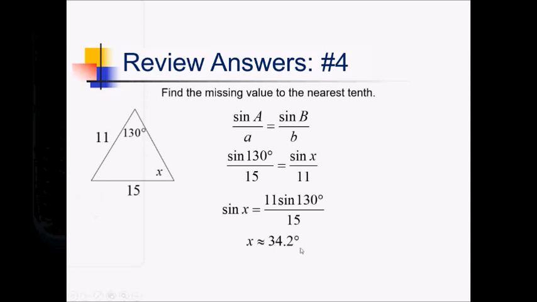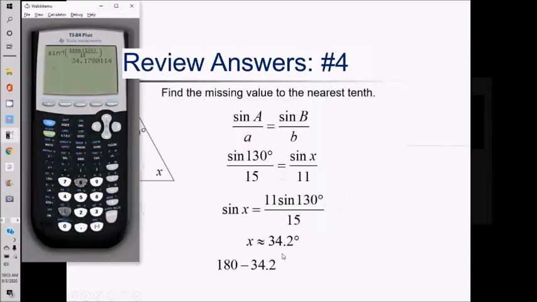So that's awesome, but it's not the end of the problem. When you find an angle with law of sines, just the way things are set up, there's always the possibility that you might have also the supplementary angle as an answer. So to figure out the other possible answer, we have to subtract this from 180. So let me just do that on the calculator. I've already got it out. So 180 minus 34.2. And so our other possible answer is 145.8.